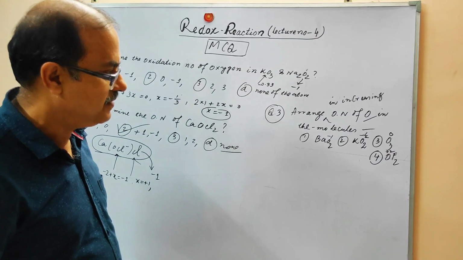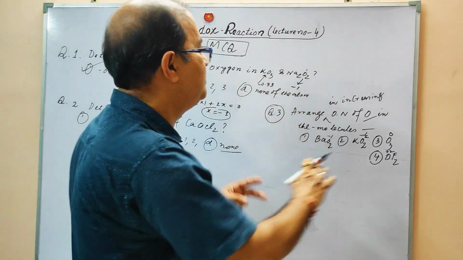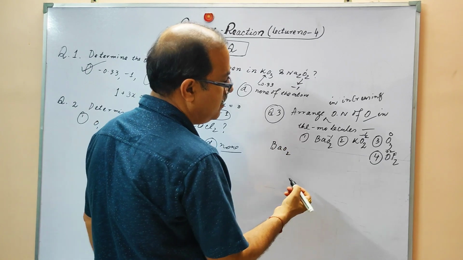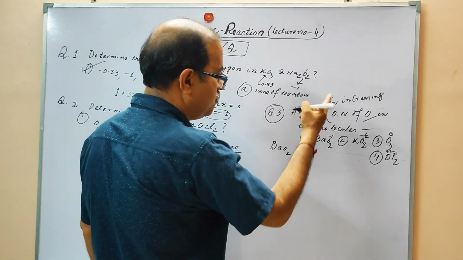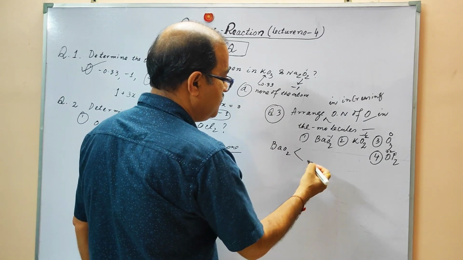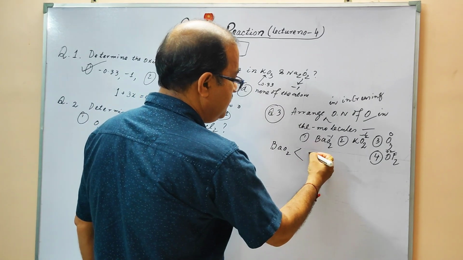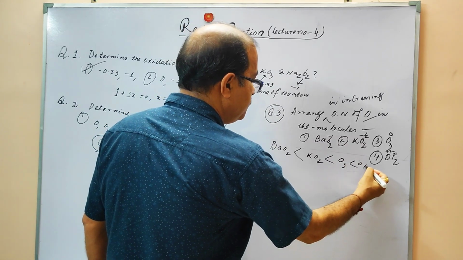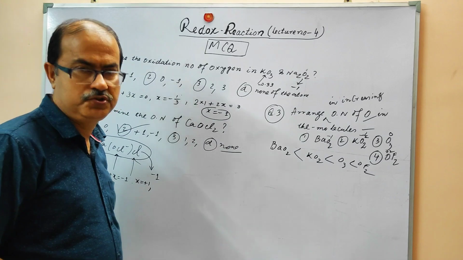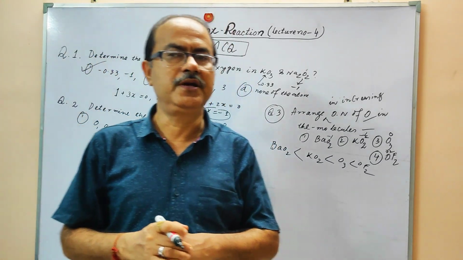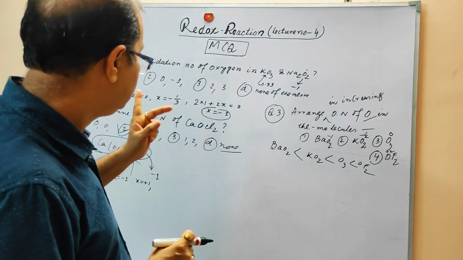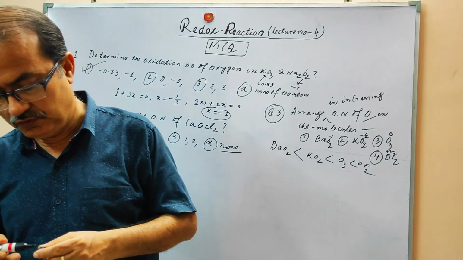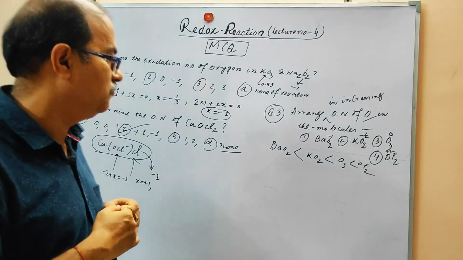So you can easily understand that it has by default been arranged in increasing order. So you can write the oxidation number of the oxygen in this increasing order: BaO2 the lowest, then KO2, then O3, and then OF2. This type of question normally comes in your exams. So we have discussed three very important questions.